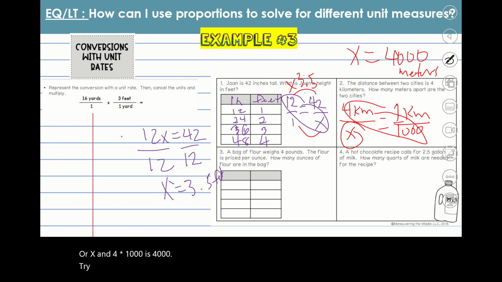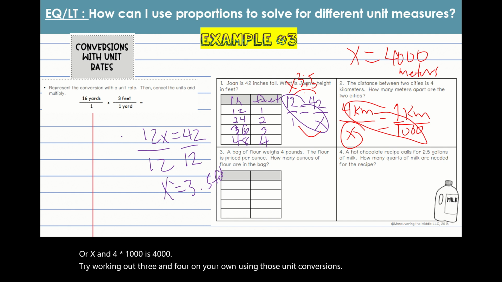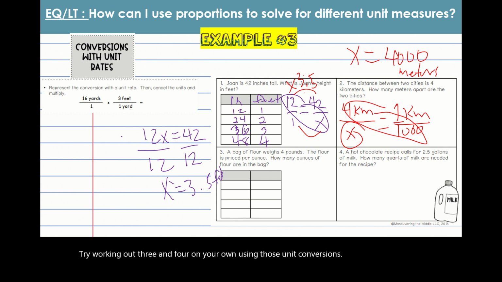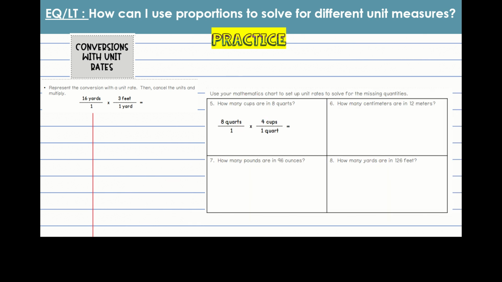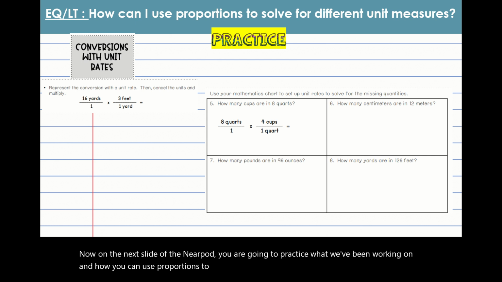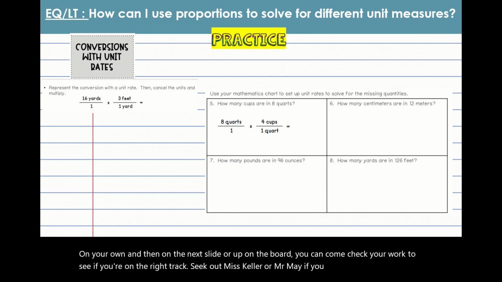Try working out 3 and 4 on your own using those unit conversions. Hopefully you paused. Here are the answers for 3 and 4. Check your work and see if you're correct. Now on the next slide in the Nearpod, you are going to practice what we've been working on and how you can use proportions to solve different unit measures. Try 5, 6, 7, and 8 on your own, and then on the next slide or up on the board, you can come check your work to see if you're on the right track. Seek out Ms. Keller or Mr. May if you need help or support working through the problems.